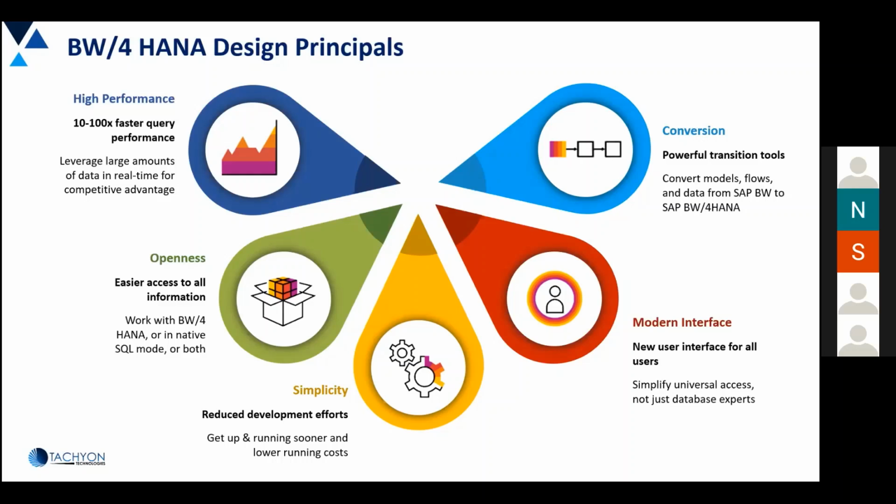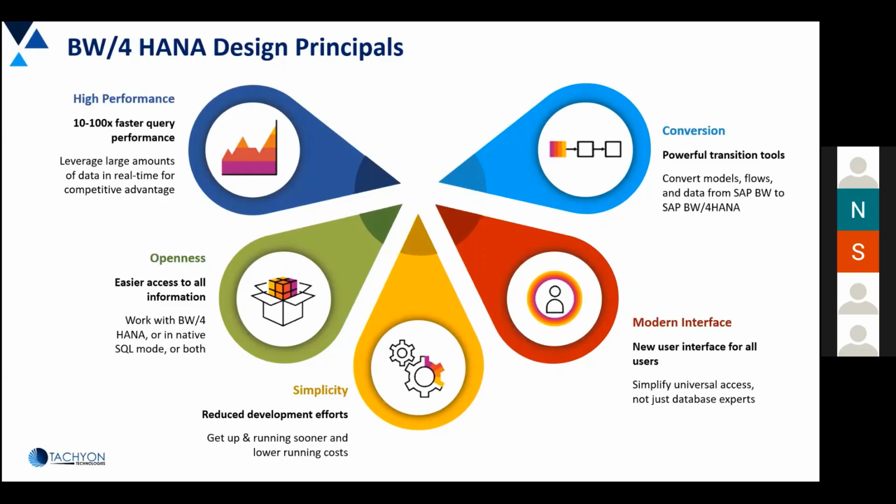Conventional BW offers 10 to 15 different data objects like InfoCubes, multi-providers, etc. But in BW for HANA, there will be only 4 data targets available, which are at least as expressive and powerful as the previous 15. So it's a clear example of simplicity.